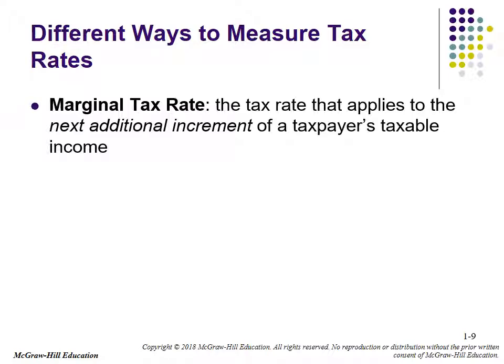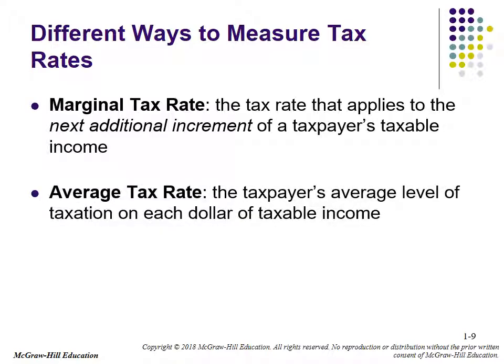So, for instance, not everybody pays a 10% income tax. On the first level of income, a certain dollar amount, they may pay 10%. But as their income increases, so will their tax rate. What a marginal tax rate is, and you'll hear people say, oh, my tax bracket is 20% or 25%, they're talking about their marginal tax rate. That is the rate at which their next dollar of income would be taxed.